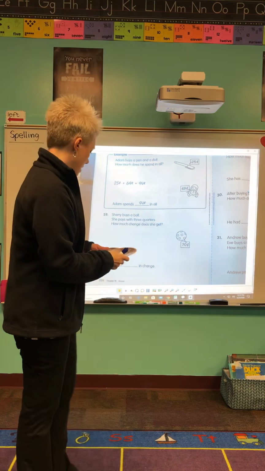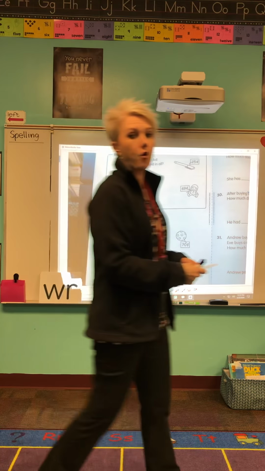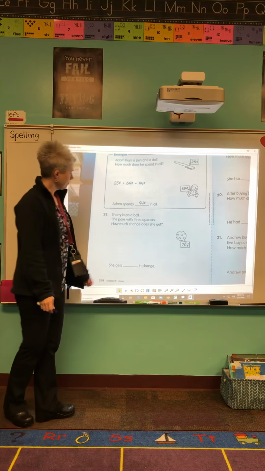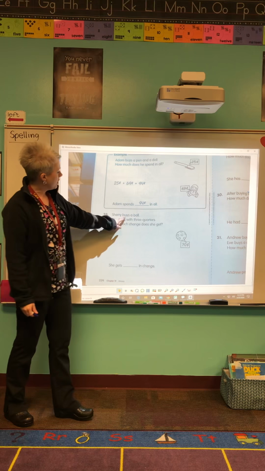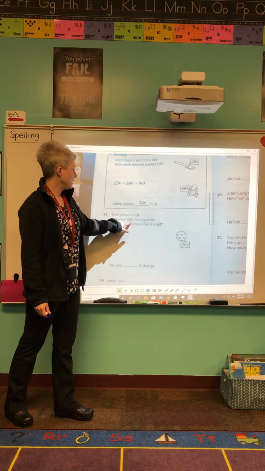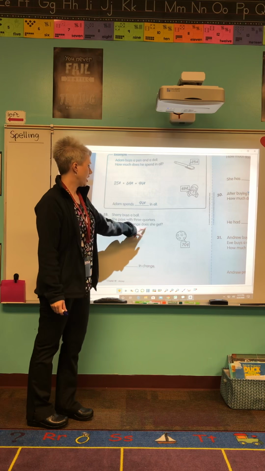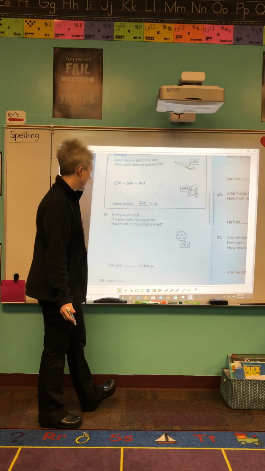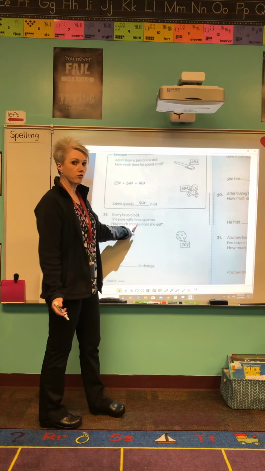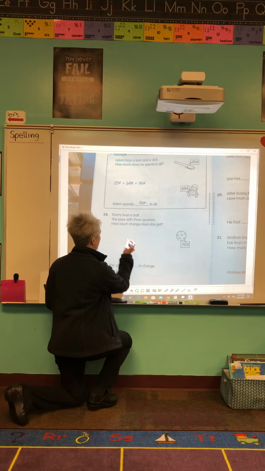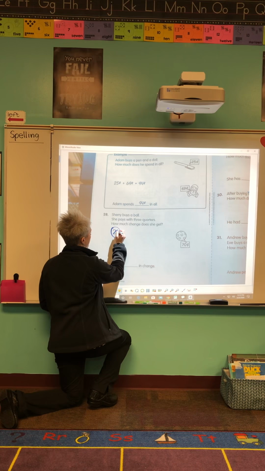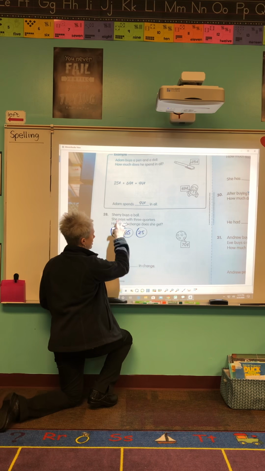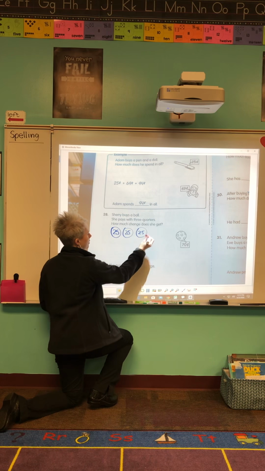All right. On page 234 in your math workbook, it says Sherry buys a ball. She pays with 3 quarters. How much change does she get? So here's the ball, and it costs 70 cents. Now this says she pays with 3 quarters. So let's draw our quarters out, and we know a quarter is worth 25 cents, and she pays with 3 quarters.